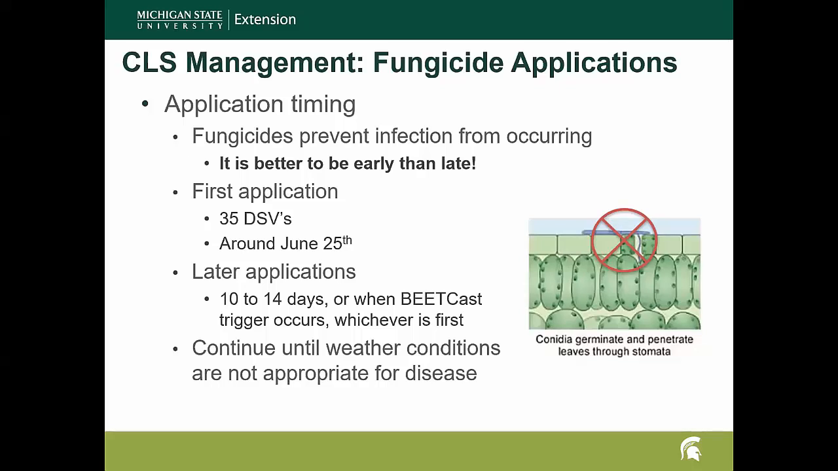As far as when you should apply the first application this season, we recommend that you apply at 35 DSVs, which is going to be probably sometime this upcoming week. So around June 25th, if you want to go by an actual date. The subsequent applications from that point on should occur 10 to 14 days after the previous application or when the next BeetCast trigger occurs, whichever one comes first.